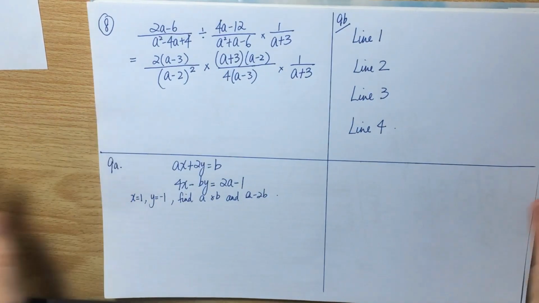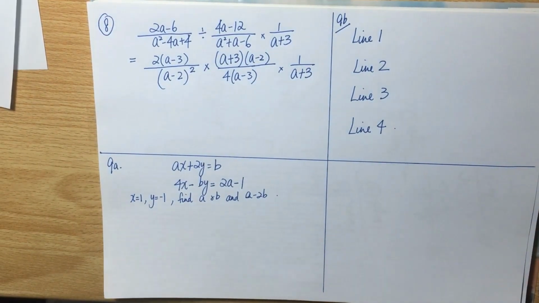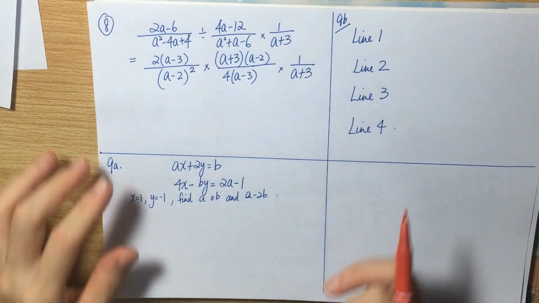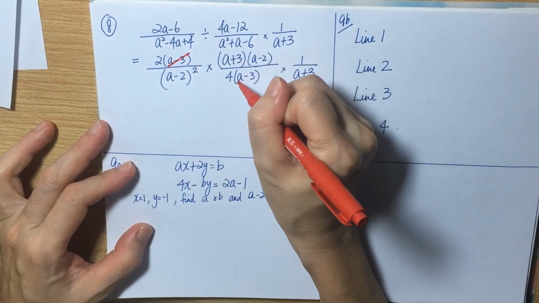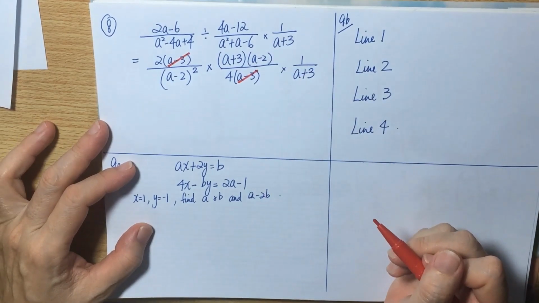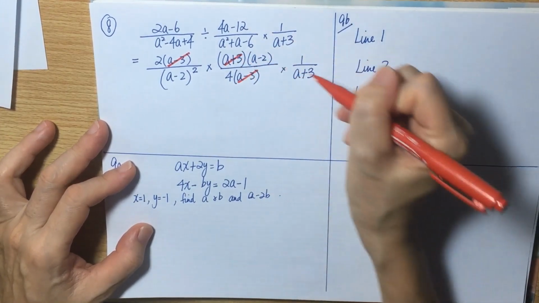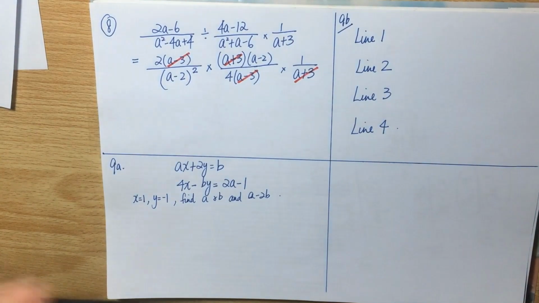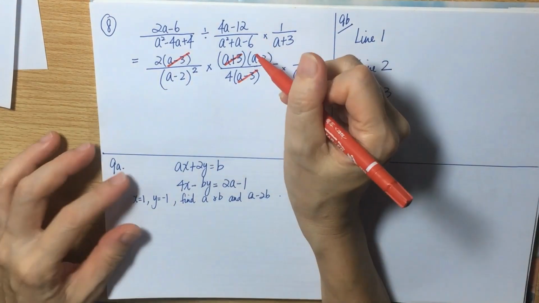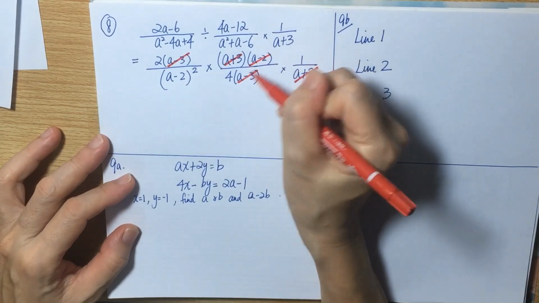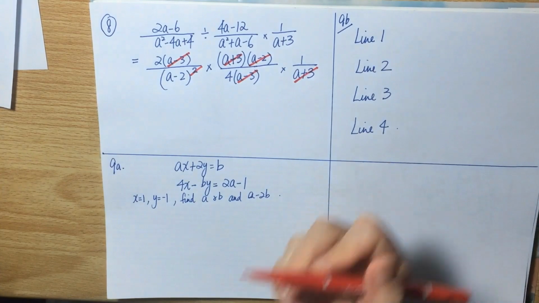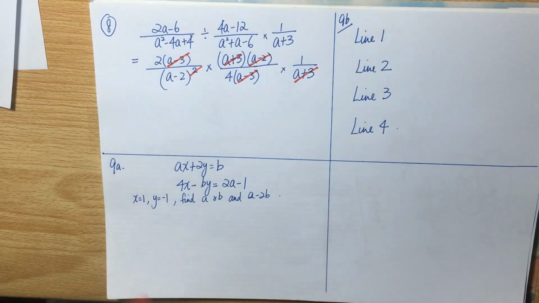Okay, so now we see which are the factors that we can cancel. Divide numerator and denominator by (a minus 3). So these two are gone. Divide numerator and denominator by (a plus 3). These two terms are gone. And now divide numerator and denominator by (a minus 2). So there's 1 here, there's 2 here, so 1 cancelled, so left with 1 more.